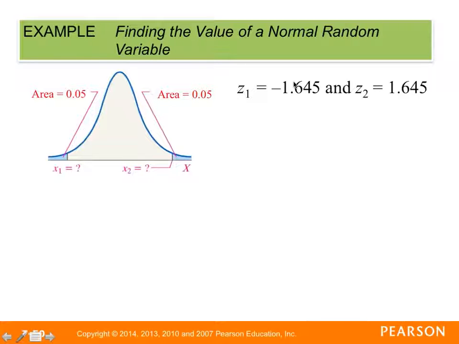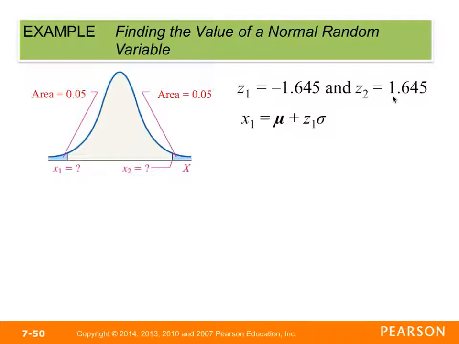Now, since we know that our distribution is symmetric, if this is the negative one, and we want the area to the right of this one to be the same, we're just going to have the same positive z-score over here. So that means we have a lower bound z-score of negative 1.645 and an upper bound of positive 1.645.